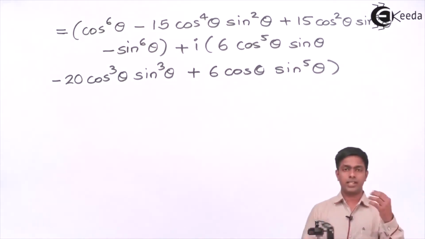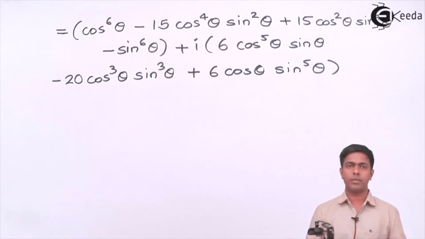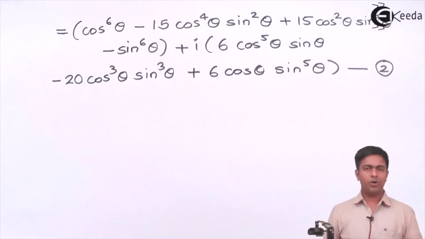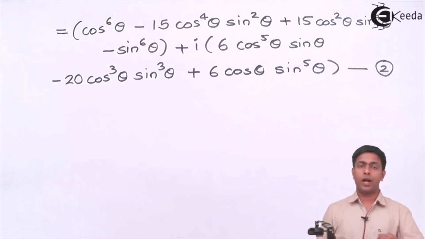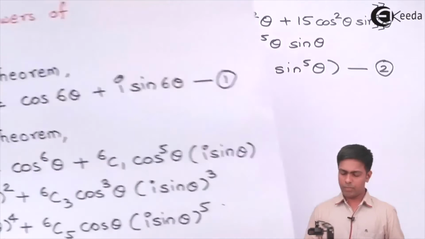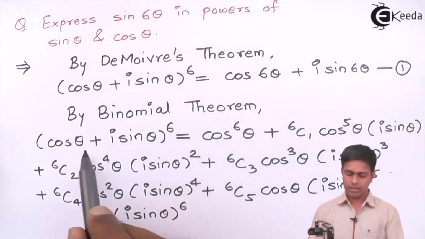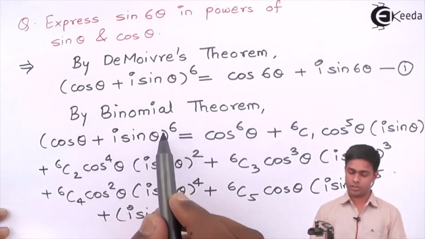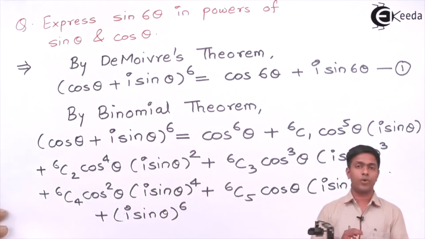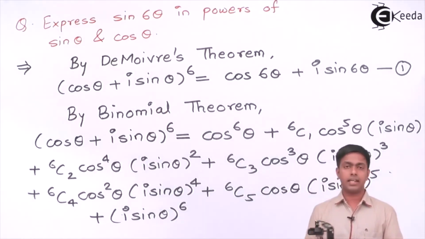So guys, by doing this, I have taken all real terms and all imaginary terms together, and I'll call this equation number 2. Now, the next step is we compare equation number 1 and 2. In equation number 2, the left hand side is cos theta plus i sin theta raised to 6. In 1, the left hand side is the same. So if the left hand side of the two equations is the same, then the right hand side has to be the same.